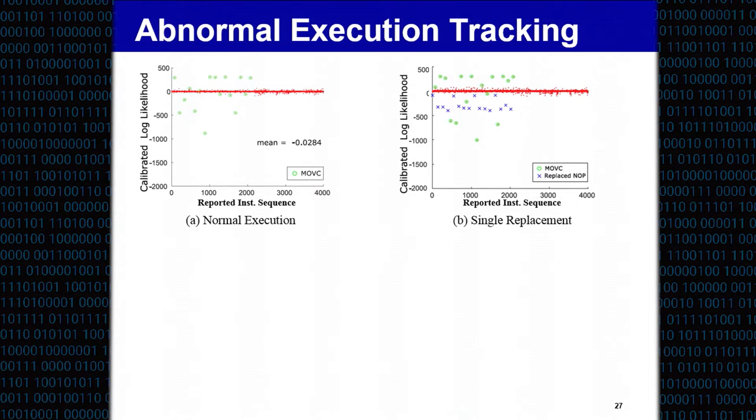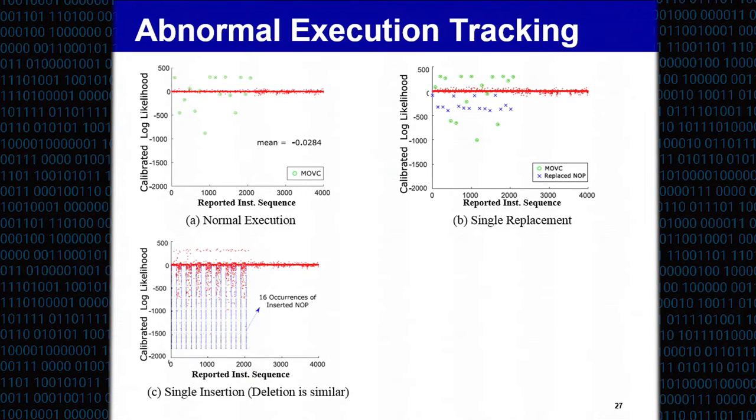In single instruction replacement case, we observe the calibrated likelihood of the replaced instruction indicated by the blue crosses are biased to be negative. This is because all the replaced instructions are incorrectly recognized. In single instruction insertion case, we observe the calibrated likelihood of the instruction around the inserted instruction indicated by the blue lines are biased to be negative. This is because the inserted instruction may cause instruction around it to mismatch during WTB calculation. Hence, these instructions are incorrectly recognized. The deletion case is similar to the insertion case.